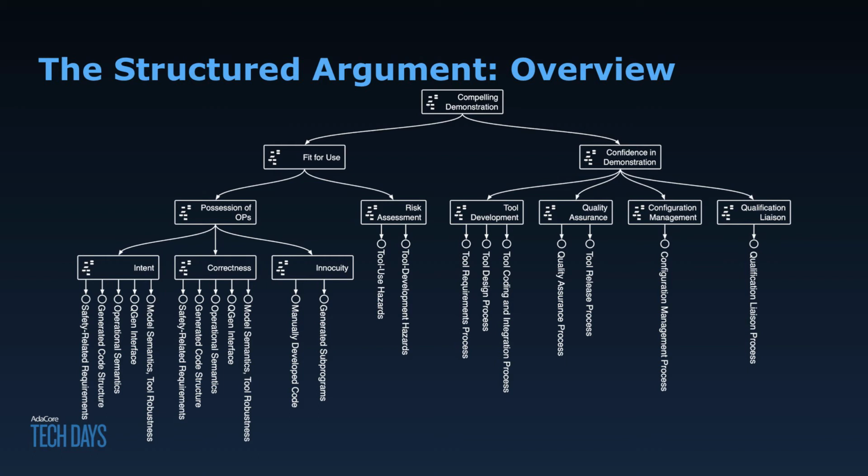This is a very high-level view of how we're applying this notion of structured argumentation to QGen. So at the top of this, we want to say that we're making a compelling demonstration that QGen is fit for use in the development of safety-critical code. And we do this in two ways. On the left, we look at fitness for use, and on the right, we look at confidence. So in terms of fitness for use, we focus on possession of the overarching properties, and we show that QGen possesses the properties of intent, correctness, and innocuity.